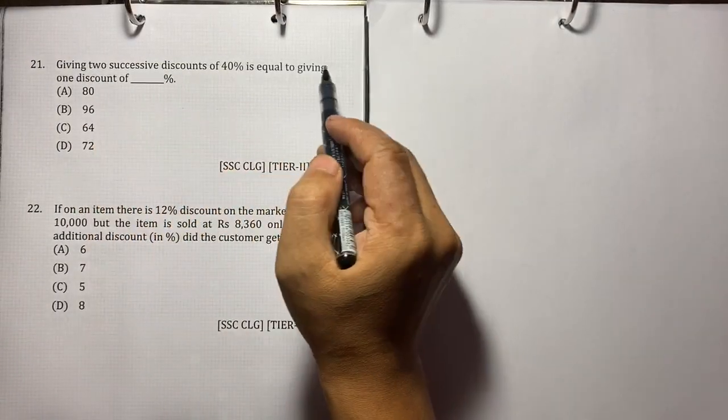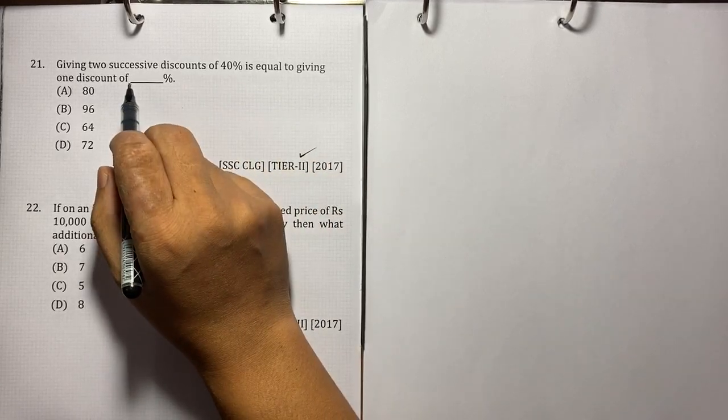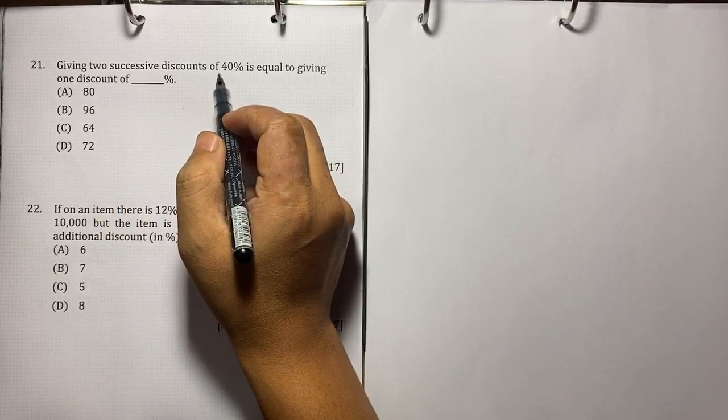Two successive discounts of 40 and 40: 40 plus 40 is 80, and 80 minus 16 will be 64%.